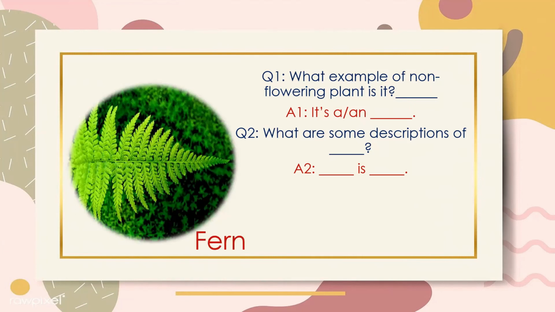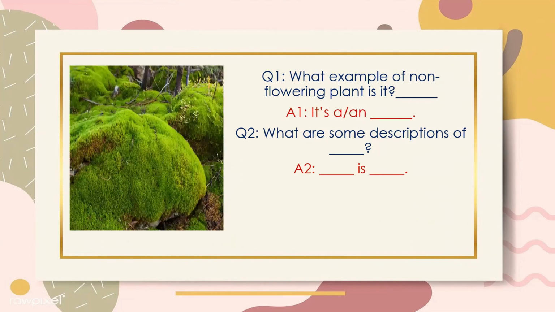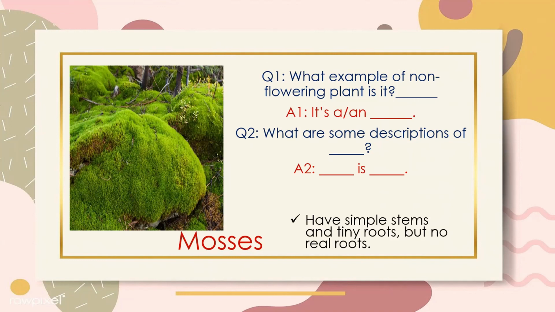Okay, so what are some descriptions of fern? Okay, so ferns have proper stems, leaves, and roots. Very good. Okay, so next, what example of non-flowering plant is it? It's a... very good, mosses. So what are some descriptions of mosses? They have simple stems and tiny roots, but no real roots.